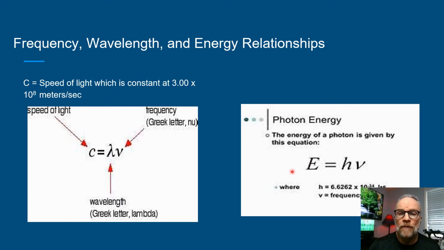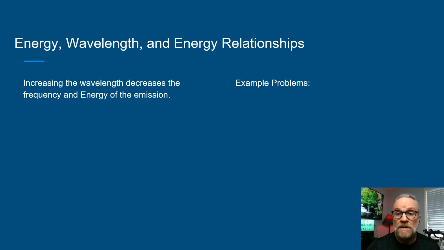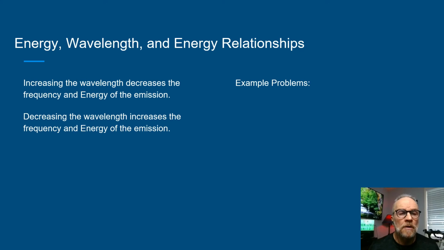And then the other formula that we are going to use is, of course, Planck's formula. E is equal to Planck's constant times the frequency, and we'll use that in some example problems as well. Before we get to the problems, we're going to re-emphasize the relationships here. So increase wavelength, decrease the frequency and the energy, and decrease the wavelength, increase the frequency and the energy. And I always think, students think long, lazy waves. The longer the wavelength, the less frequent it is and the less energetic.